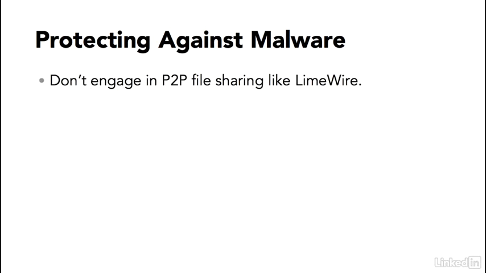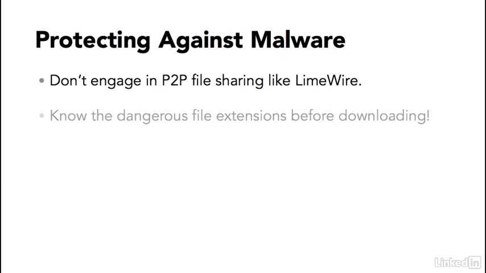Don't engage in something called peer-to-peer file sharing. This is software like LimeWire or Napster, in which your computer acts as a server for other people to download files and you can download from them. In many cases, it's just illegal, but it's also a very easy way to accidentally download some sort of virus or malware onto your computer directly. Always know and try to memorize the dangerous file extensions before downloading them.